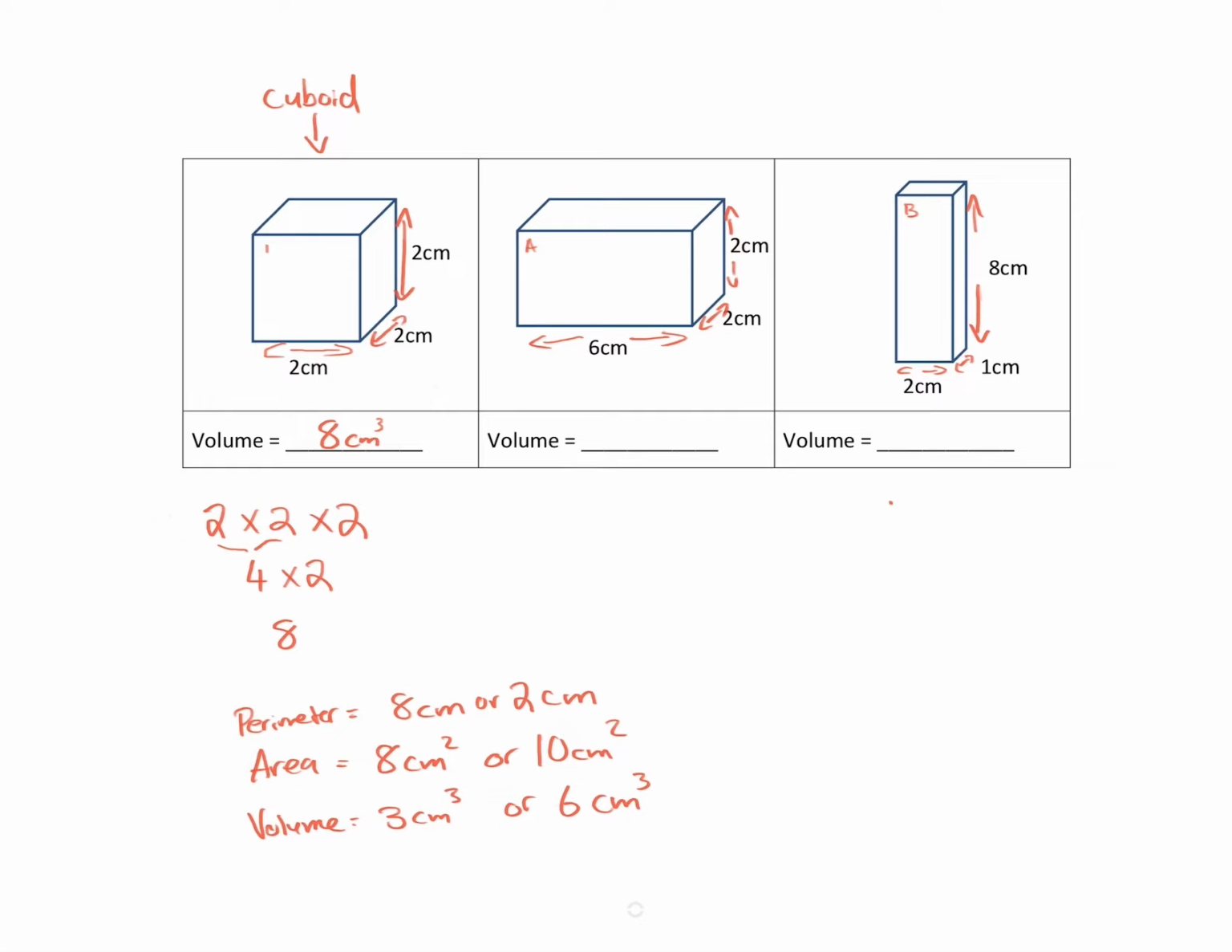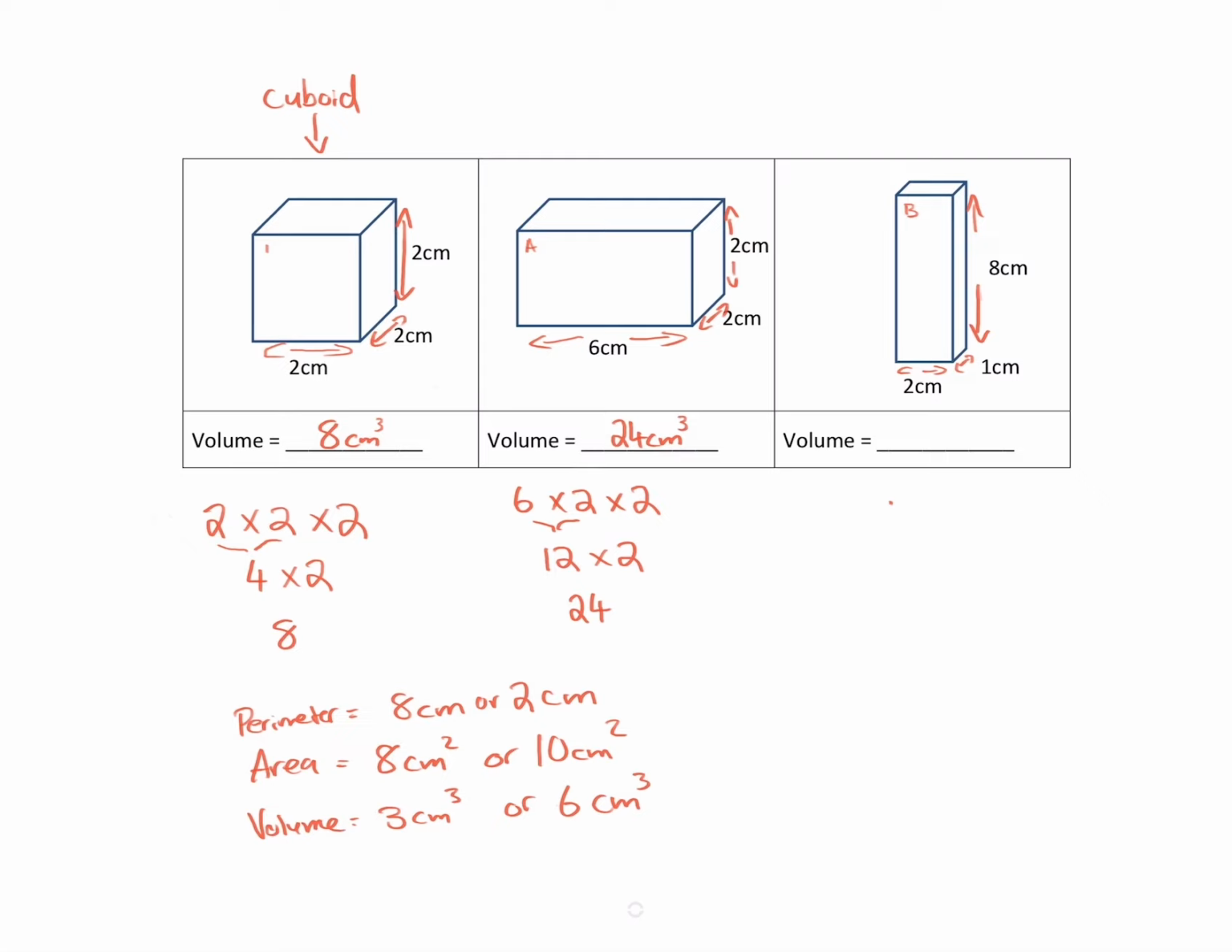Now this one here, we have the 3 measurements, 6, and we multiply that by 2, and then we multiply that by 2. So let's multiply the 6 and the 2 together first. And that's 12, and then we multiply it by 2 here. 2 by 12 is 24. So our answer is 24 centimeters cubed.